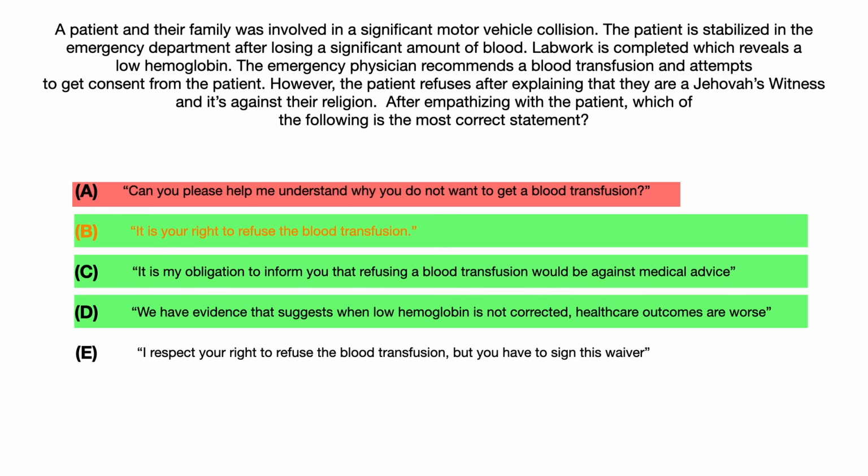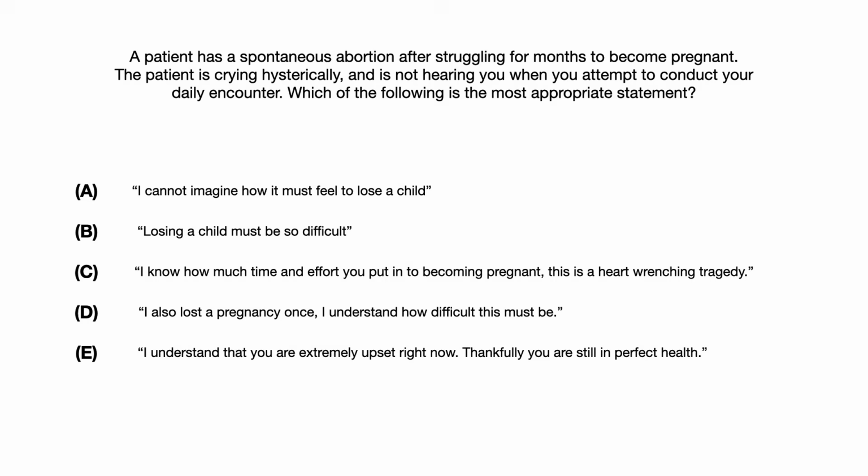And choice E is just clearly incorrect. Although the first part sounds pretty good, I respect your right to refuse the blood transfusion, you don't ever go, but you need to sign this. But it's stupid if you refuse it. You never want to say that. You don't want to put buts in these answers. Anytime that the second part changes and does a 180 and sounds pretty bad, it's never the correct answer on USMLE. All right, so that example I hope makes sense.